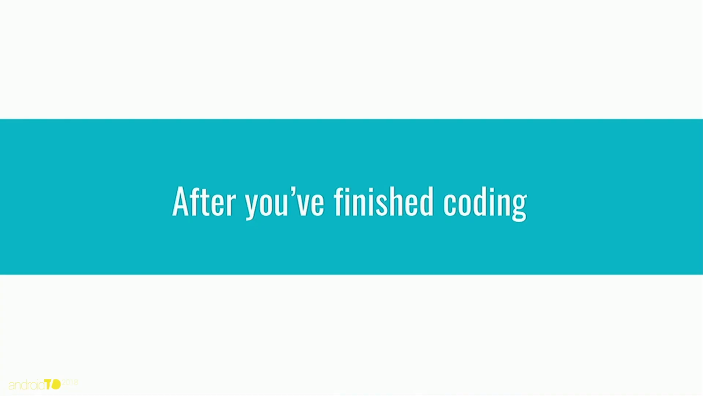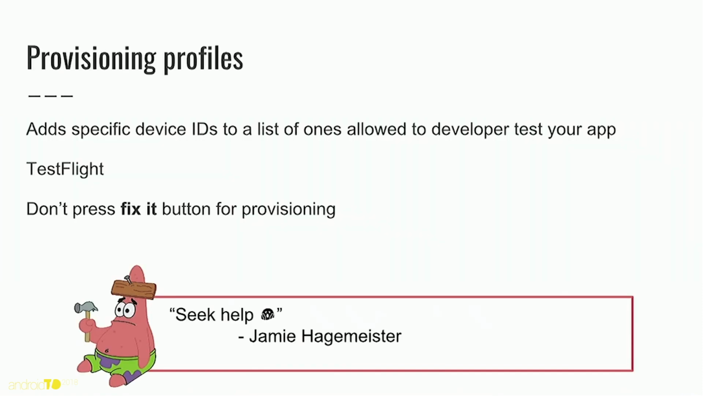Okay, so let's say you finished your development work. Now what? One thing that I was surprised to learn was that you don't have the freedom of just handing someone your app like you can with an Android APK. It's not that straightforward in iOS. You have to create provisioning profiles which add specific device IDs to the list of ones that are allowed to develop or test your app.